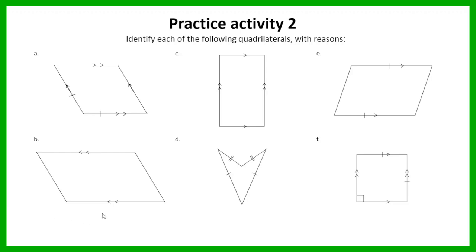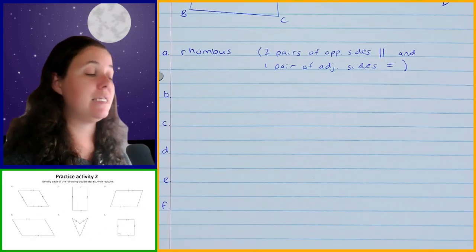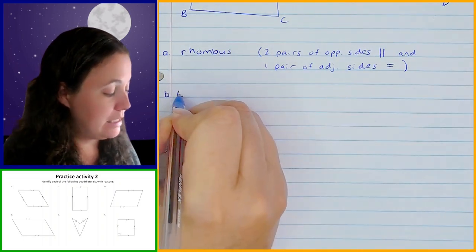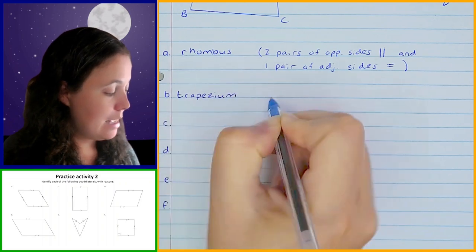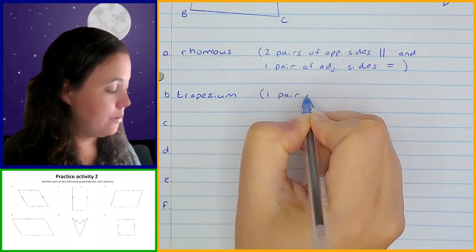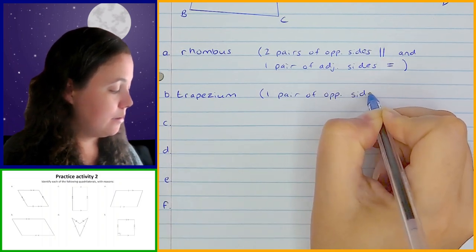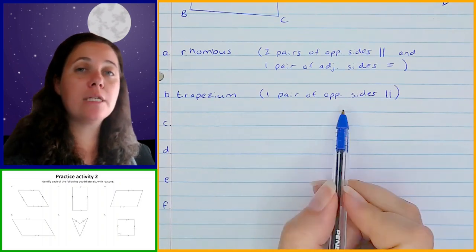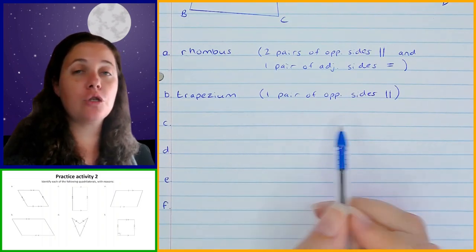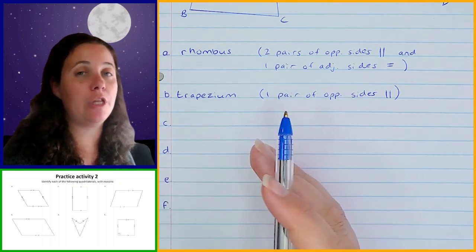And in this example, we have only been given information about these two sides, which are parallel to each other. We do not have information that tells us, and we have no way of proving that these two sides are parallel to each other, which means we can only go on the fact that there is one pair of opposite sides that is parallel, which means that this is a trapezium. As far as we know, this is a trapezium. So for this one, I'll say it's a trapezium. And my reason is that there is one pair of opposite sides parallel. Okay, I can't say that it's a parallelogram because I have not been told that those other two sides are parallel, and I have no way of proving that they are parallel either.